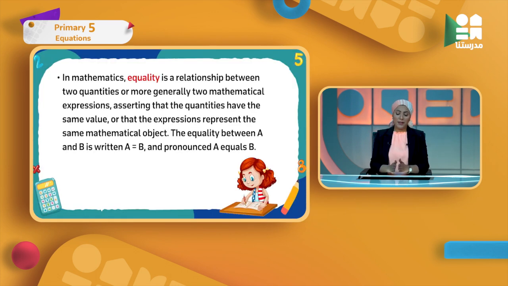في كمان ال equal sign دي معناها ايه؟ It means equality. Equality من كلمة equal. So equality is a relationship between two quantities or more. Generally, two mathematical expressions asserting that the quantities have the same value or that the expressions represent the same mathematical object. The equality between A and B is written as A equals sign B and pronounced A equals B.